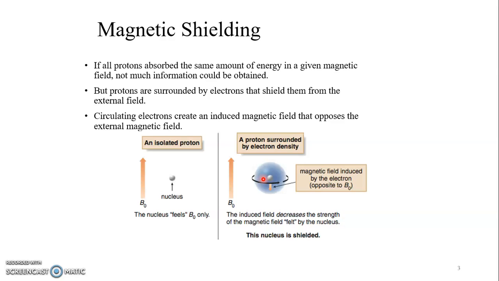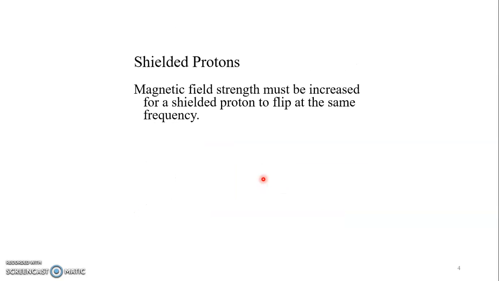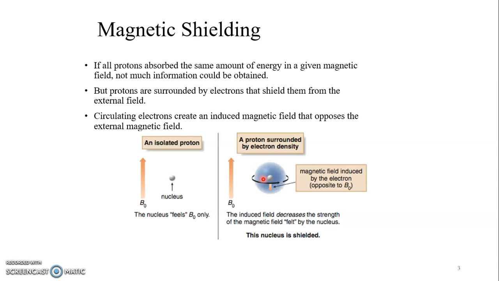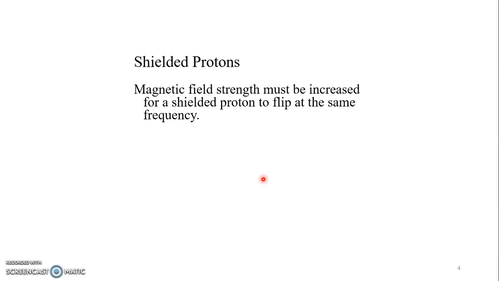This is given in sentences. If all the protons absorb the same amount of energy in a given magnetic field, no such information could be obtained. But when protons are surrounded by electrons that shield them from the external field, the circulating electrons create an induced magnetic field that can oppose or support the external magnetic field. The case is shielded protons. Next we are going to explain the case of shielding.